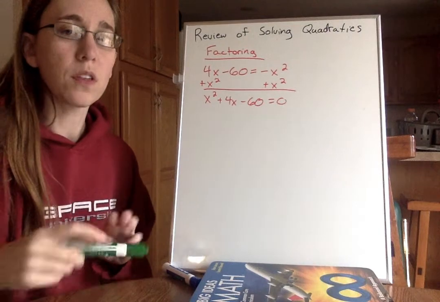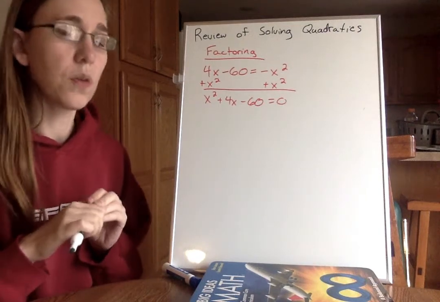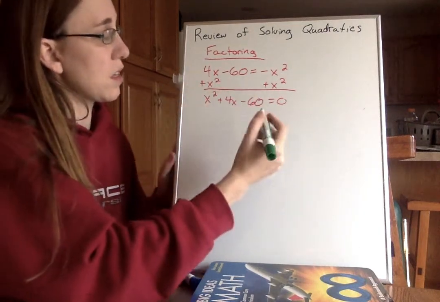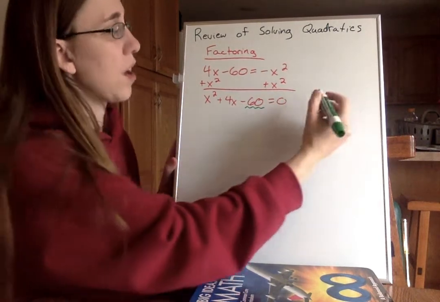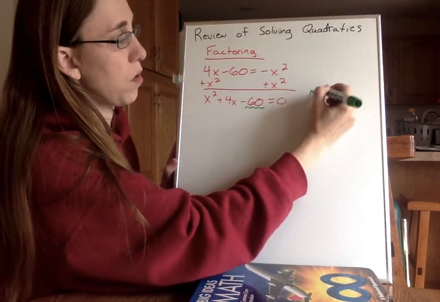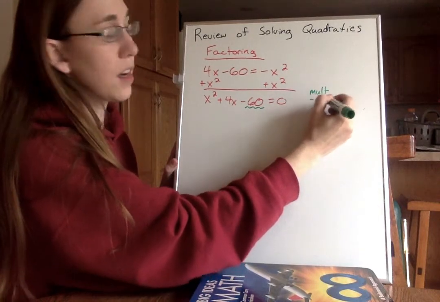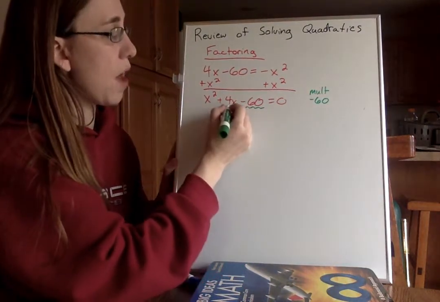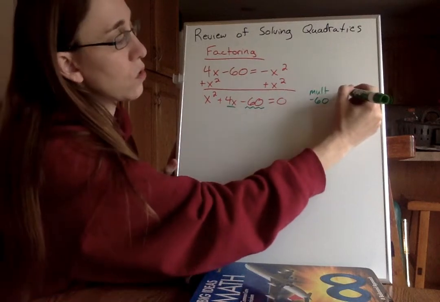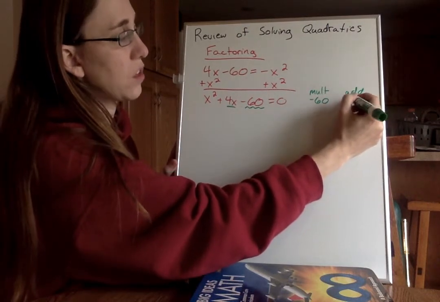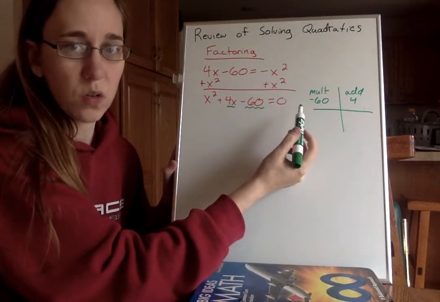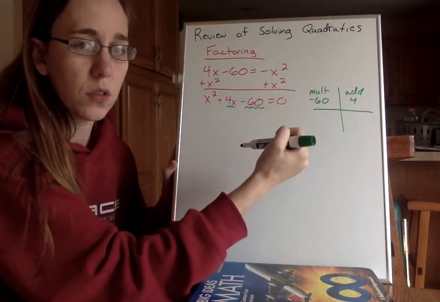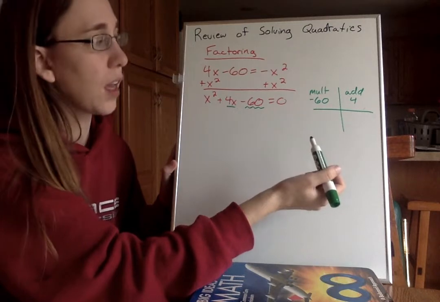So now what we want to do is figure out what two numbers we need in our parentheses. Remember, we want to multiply to that last term, that constant. So I need something that's going to multiply to negative 60, keep its sign, and we want something that adds to the middle term, so something that will add to a positive 4. Now, knowing that we're multiplying to a negative, that tells us one of our numbers is going to be positive, one's going to be negative.